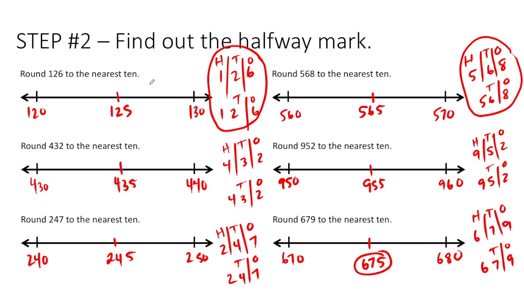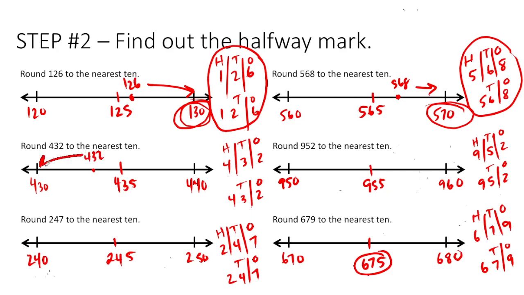From there, it's just like before. We put our number on the number line, and we see what side it's closest to. Here, 432 is less than 435. So it's closer to here, and 430 is our answer. Same with 952. 247 is bigger than the halfway mark, so it rounds this way.